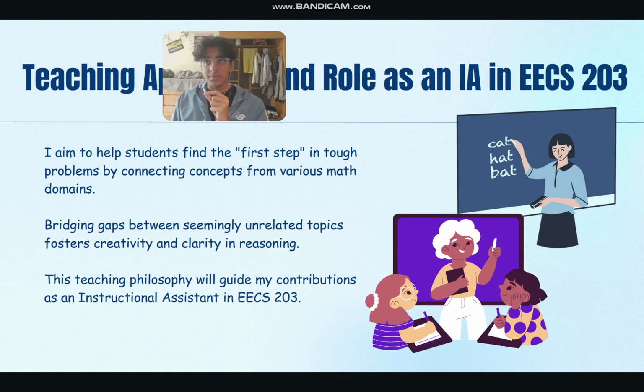A lot of the times, people don't know how to approach problems, and that's their main issue. But I feel like by helping people bridge those gaps between unrelated topics in the way that my mind naturally sprawls out in multiple different ways, is going to really help me in contributing as an IA in 2 or 3.